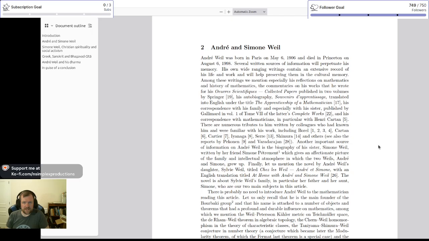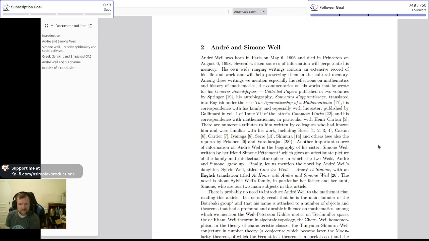his autobiography Souvenirs d'apprentissage, translated into English under the title The Apprenticeship of a Mathematician, his correspondence with his family, and especially his sister, published by Gallimard in Volume 1 of Tome 7 of the latter's complete works, and his correspondence with mathematicians, in particular with Henri Cartan. There are numerous tributes to him written by colleagues who had known him and were familiar with his work, including Borel, Cartan, Cartier, Iyanaga, Serre, Shimura, and others. See also the reports by Pekonen and Varadarajan.